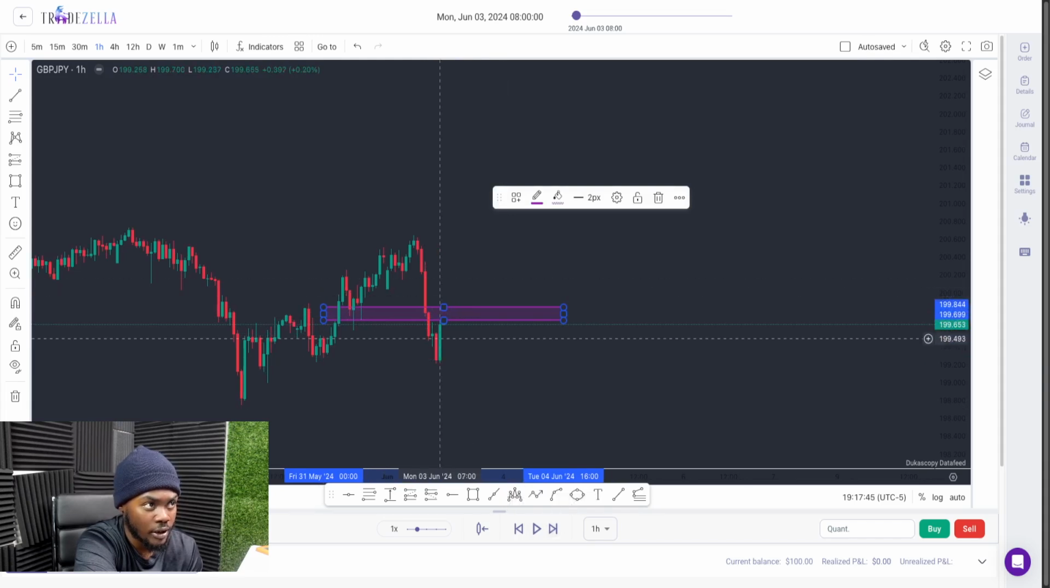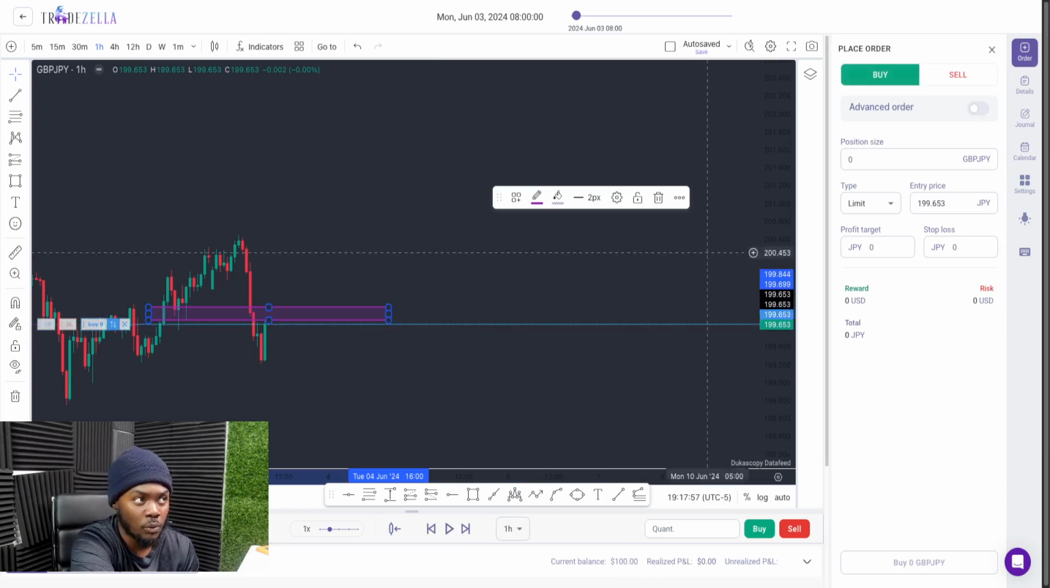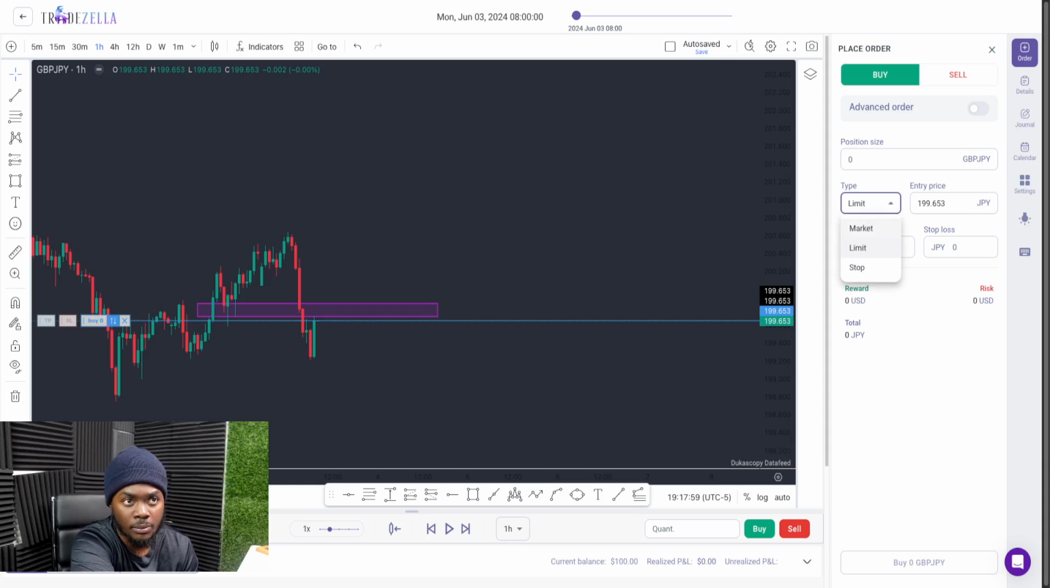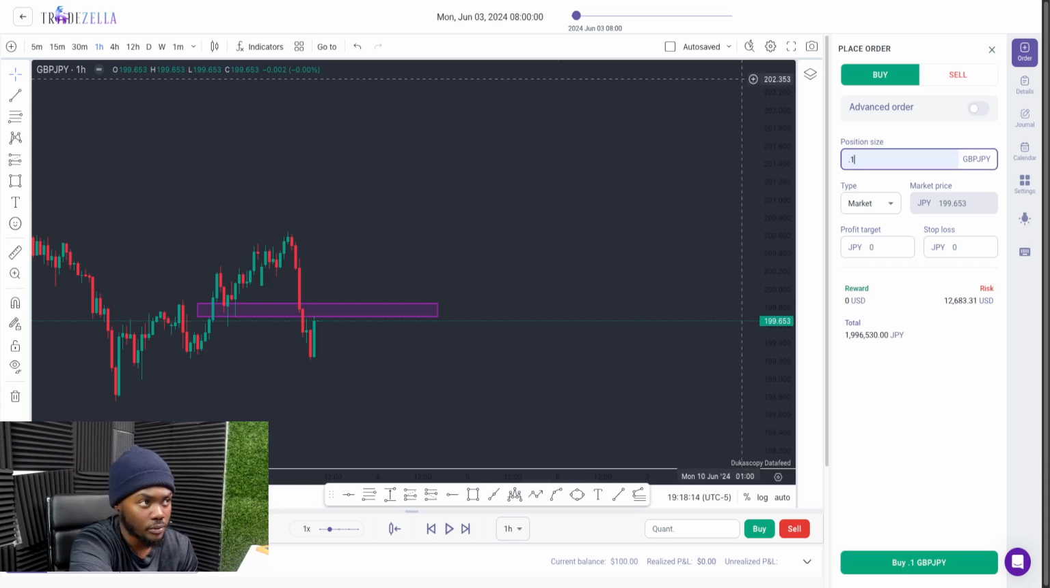So right here in this area, after this engulfing candle comes back into the support zone, let's just say I was to go for a buy. On the right side here is where you can actually place the order. So I'm going to go for a buy, and whatever type of order this is, whether it's a market execution, limit order, or a stop order, you obviously want to change it to whichever one you're doing. In this particular instance, I'm going to do a market execution order. I'm going to leave my lot size at $1.